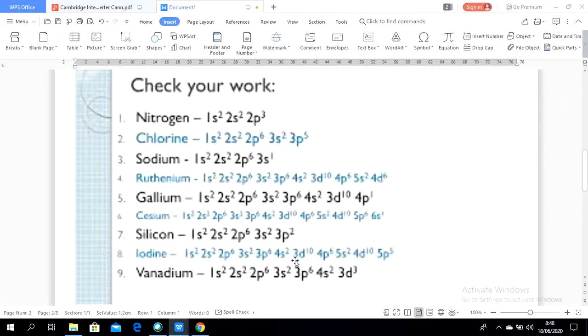Like iodine is 1s2, 2s2, 2p6, 3s2, 3p6, 4s2, 3d10, 4p6, 5s2, 4d10 and then 5p6. Later, in the next session, I'm going to tell you the meaning of the last quantum number and also the last subshell. There is a meaning. Okay, and for today we are learning about how to put the electrons.